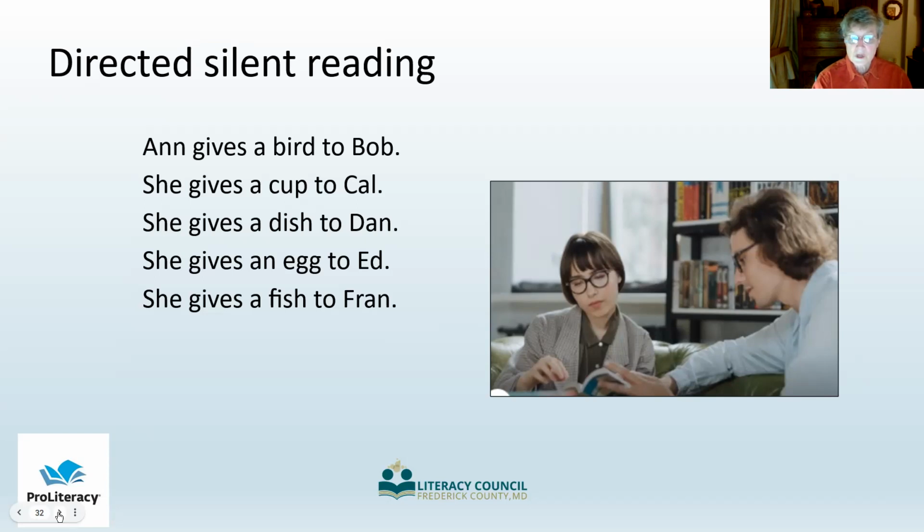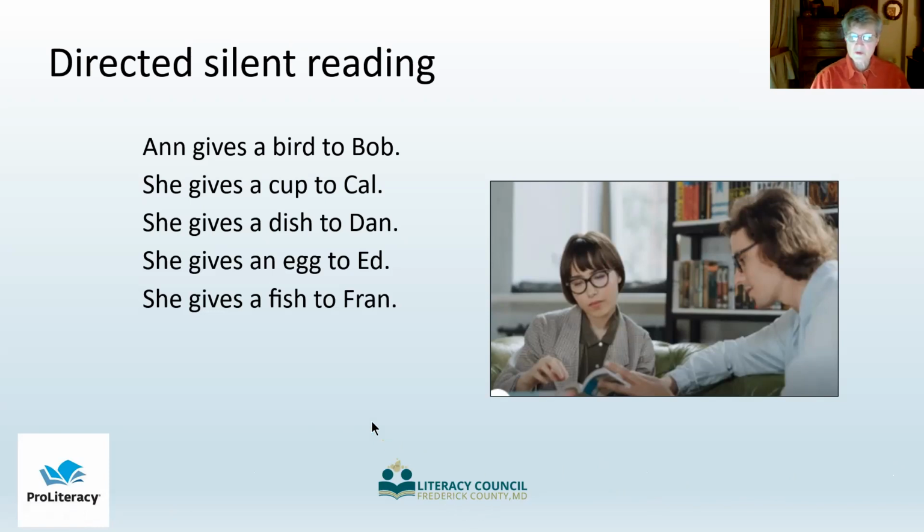So I'd like to demonstrate this strategy using the example on the slide, and I need a volunteer to be a student who would like to do that. I can't see many of the people. I know. I'll do it. Okay, Janet. Okay, great.